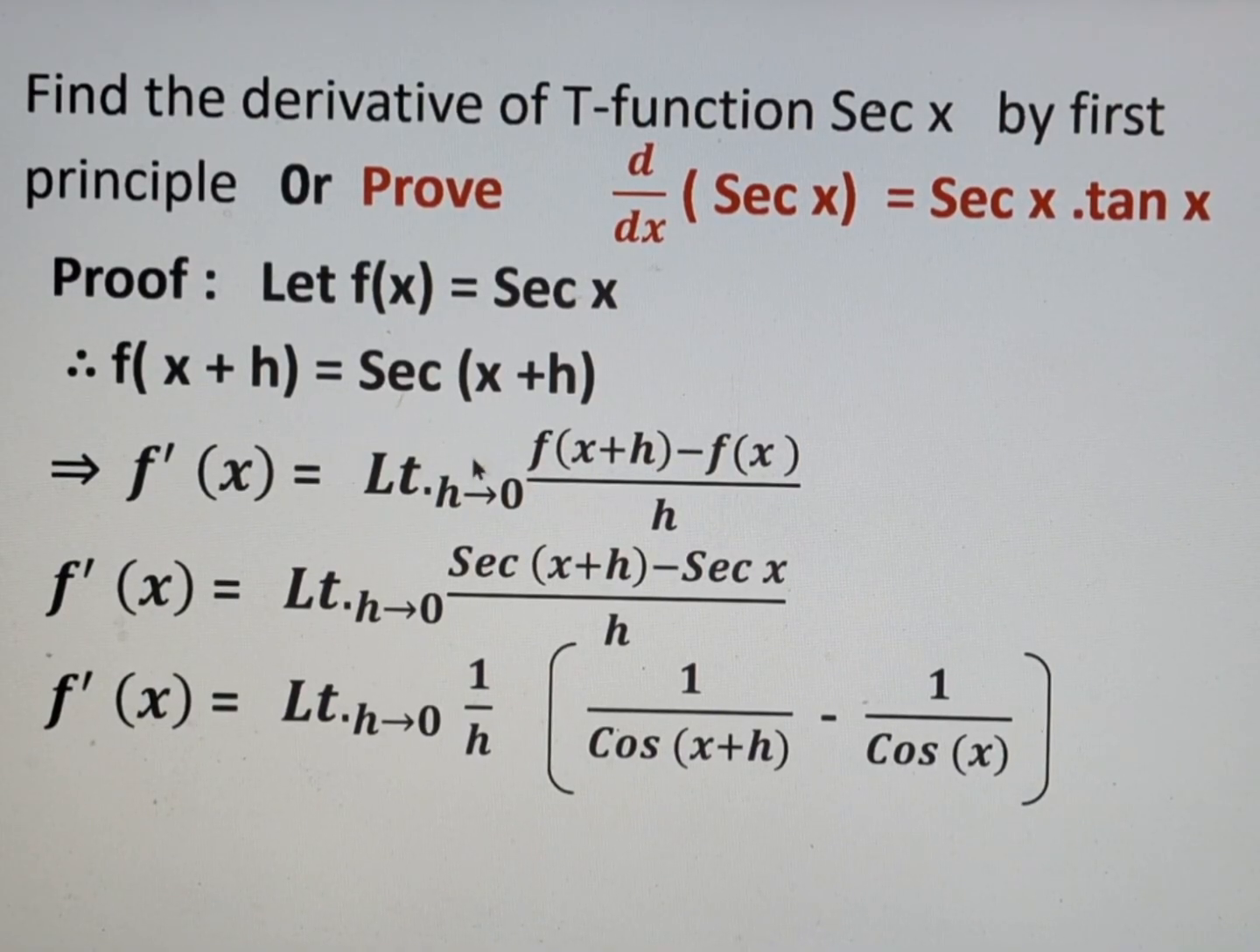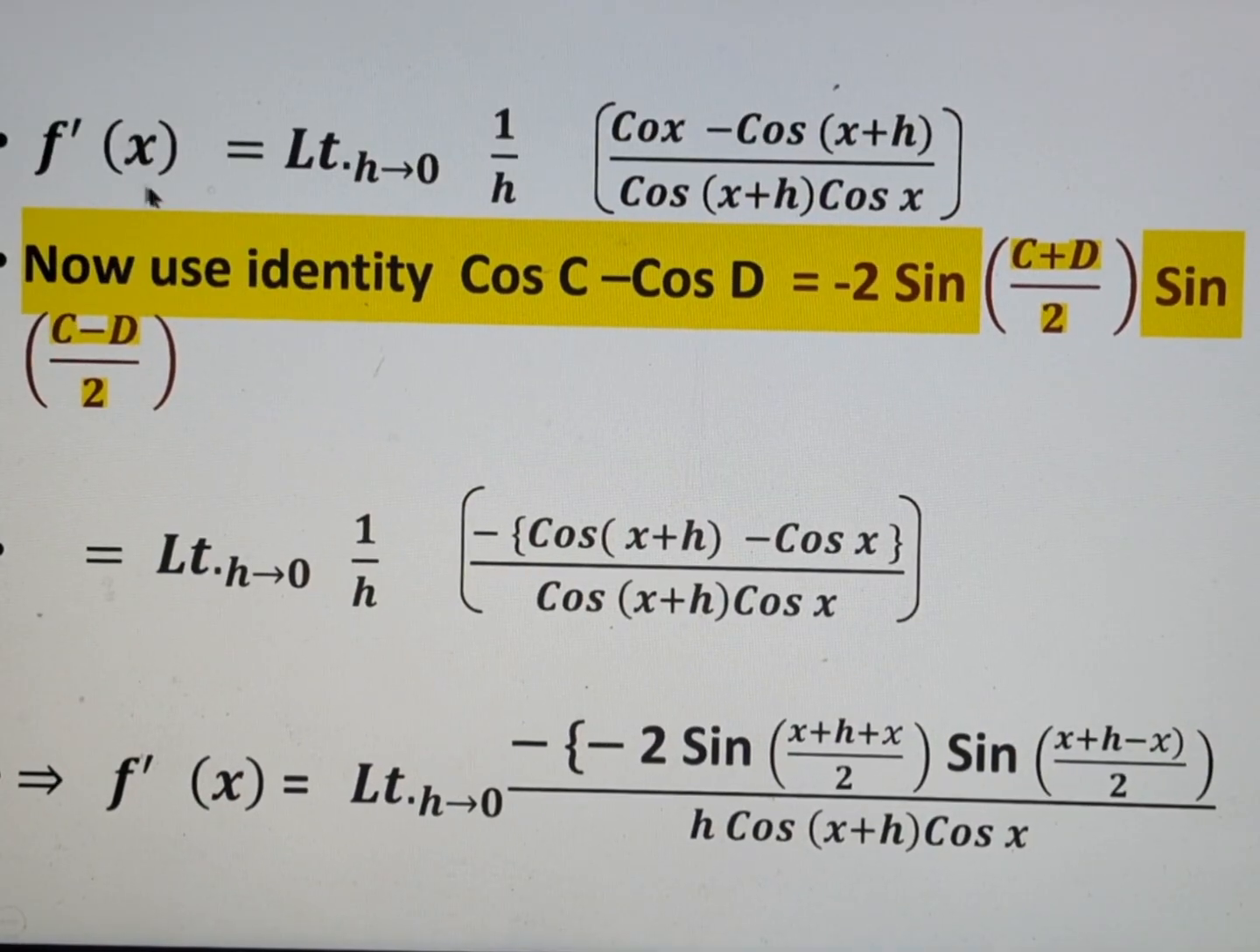Substituting the values of f(x+h) and f(x), we get limit h tends to 0 of [secant(x+h) minus secant x] over h. Change into cos: that is equal to limit h tends to 0 of 1 over h into [1 over cos(x+h) minus 1 over cos x]. Taking LCM and solving it, we get f'(x) is equal to limit h tends to 0 of 1 over h into [LCM is cos(x+h) cos x, in numerator cos x minus cos(x+h)].